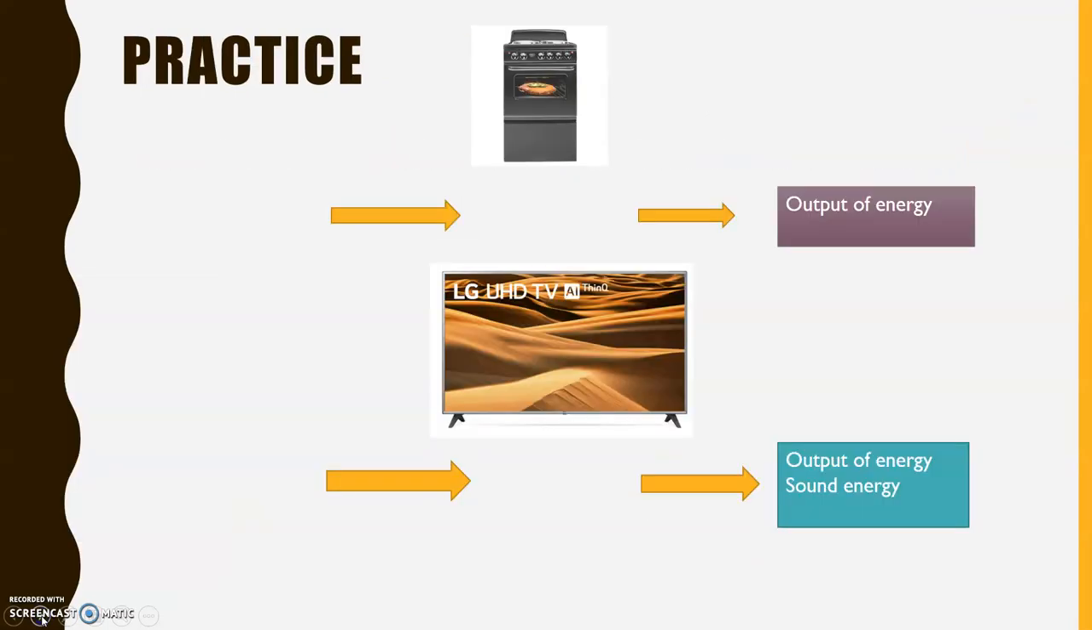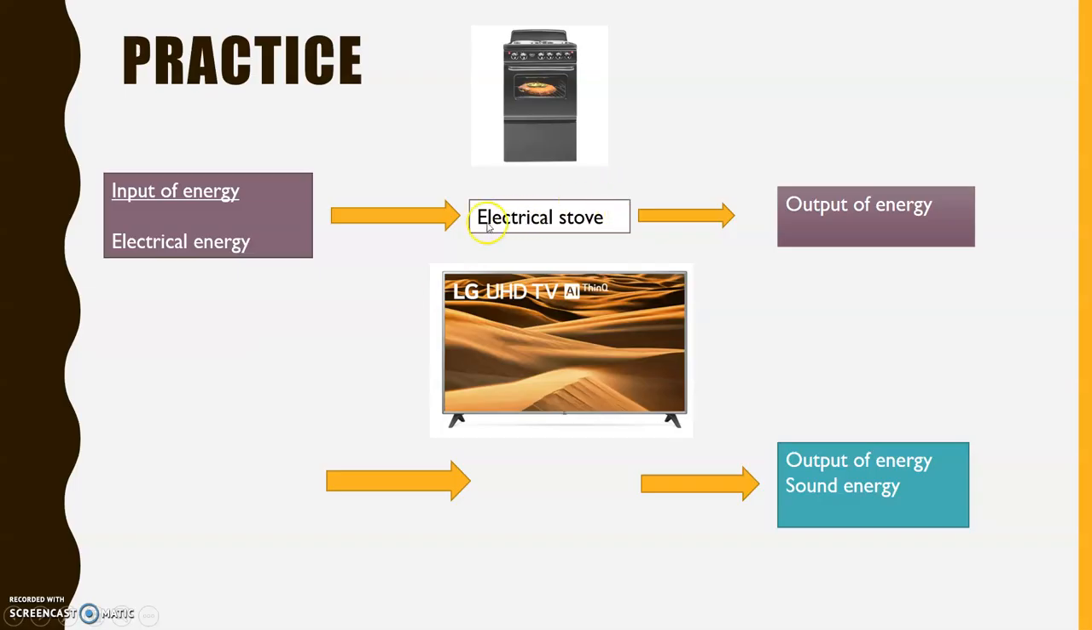Let's practice. I will usually give you a picture of a system or an appliance, and I'd say to you, state the input of energy, the name of the object, and the output of energy. And this is how you're going to put this together. You will say input of energy, electrical energy, because this is an electrical stove, okay? And you will write electrical stove over there. And for output of energy, you will say it is heat energy.